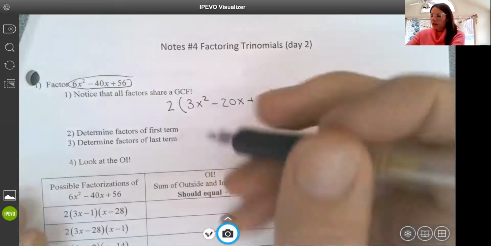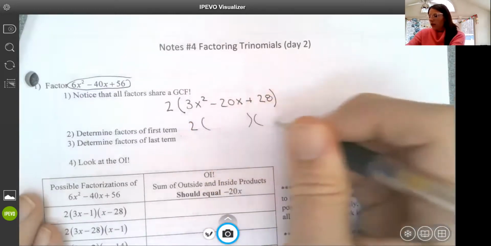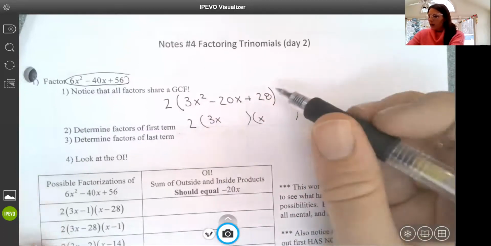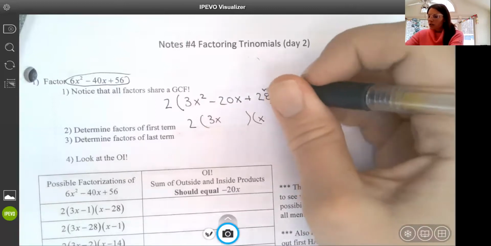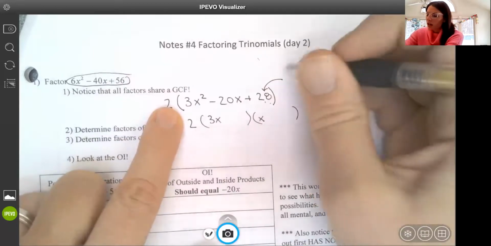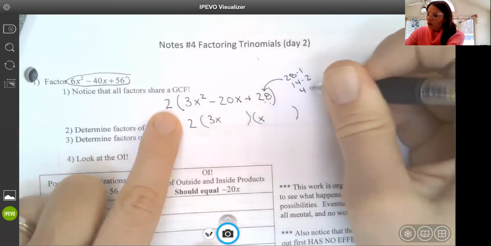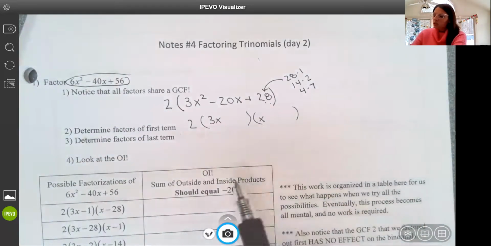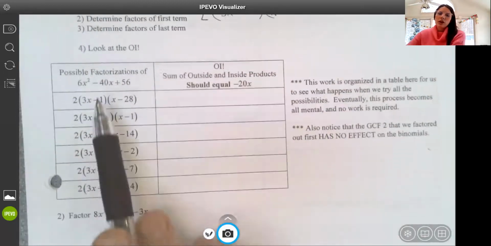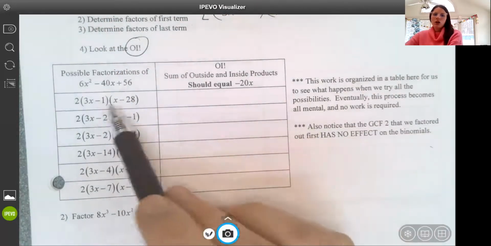And now I'm doing exactly what I did before, right? Where I'm looking at factors of 3x squared, and 3 is prime, so I know it's 3x and x. And then factors of my last term, now this is a composite last term, so I'm no longer looking at the 2's out, so I'm not looking at 56, I'm looking at 28. And so I could have 28 and 1, or I could have 14 times 2, or I could have 4 times 7. And so what you see here is just possible ways that this could be factored. Okay, and we look at our OI, same as before. And so here are all the possibilities.